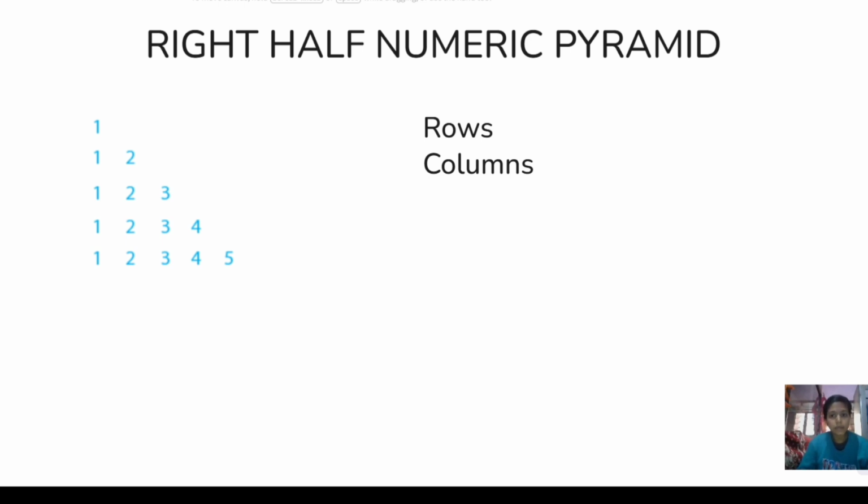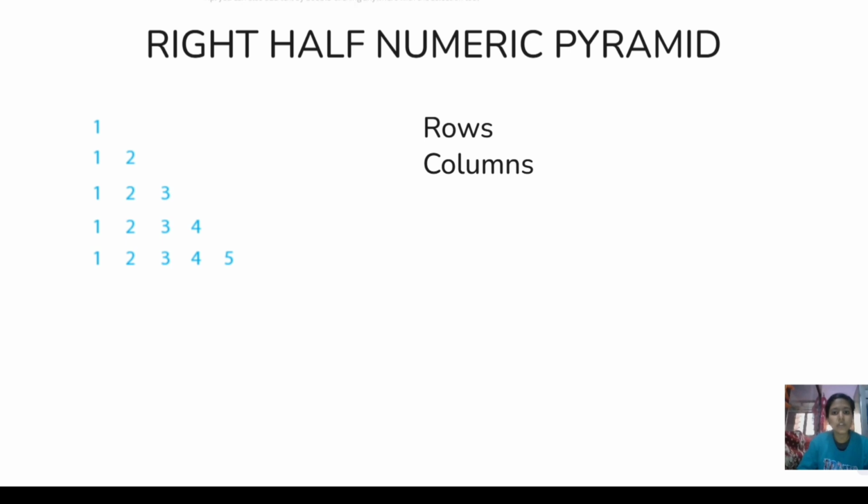In the numerical pyramid, we also use rows and columns, and the secret relationship between rows and the numbers. Basically, row 1 has only the number 1, row 2 has the number 2, and row 3 has the number 3. So this is the secret relationship between the number or star and the rows. This is the basic concept and the outer loop.